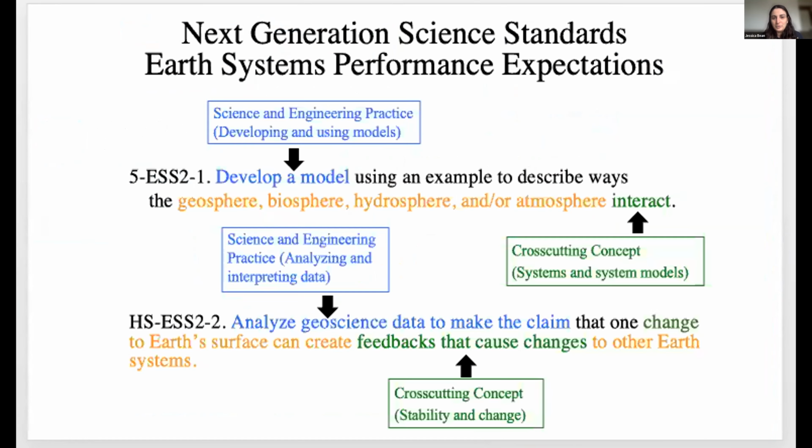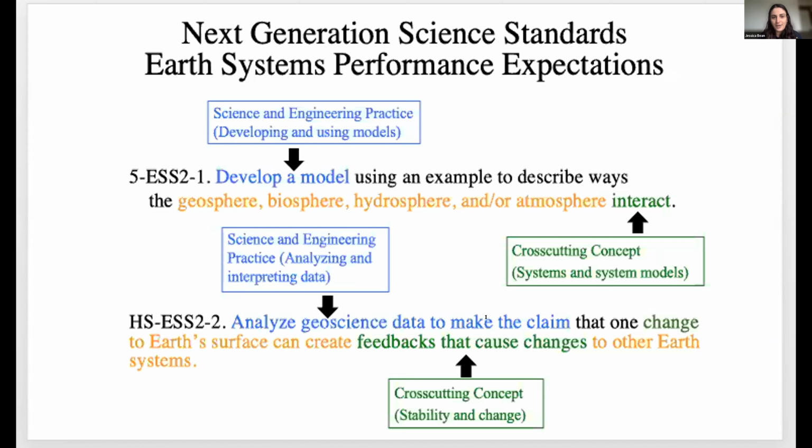Because when you look at the standards, like the performance expectations, you see the demands of three-dimensional learning, using modeling, thinking about interactions. So here's an example of a 5th grade standard. You develop a model using an example to describe ways that the geosphere, biosphere, hydrosphere, or atmosphere interact, right? Or a high school performance expectation: analyze geoscience data to make the claim that one change to Earth's surface can create feedbacks that cause changes to other Earth systems.